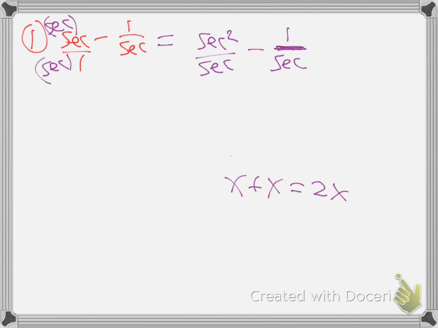Okay, so now, what am I going to do? Well, I can make them one fraction now. No need to have 2, since they have the same denominator. It's secant squared minus 1 over secant. Secant squared minus 1 is also the same as tangent squared. Nice, exactly. Everybody good to there so far?